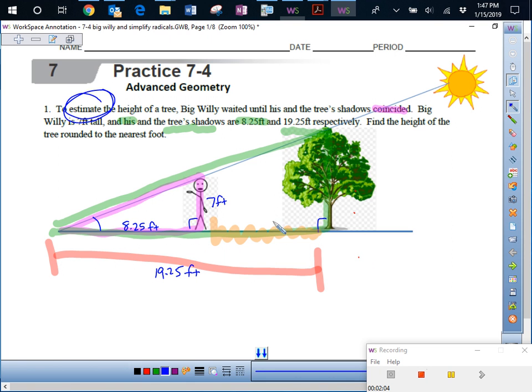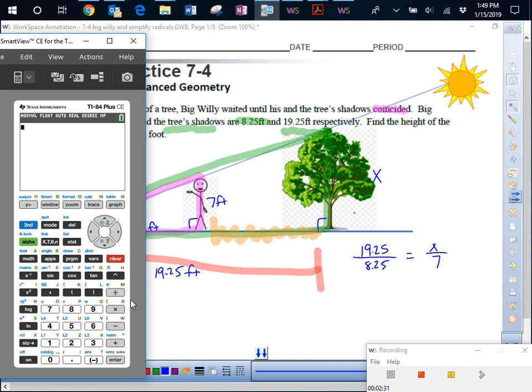So because these are similar triangles, we can set up a scale factor. We know both these sides correspond to each other, and we'll do big over little. So 19.25 over 8.25, and we want to find the height of the tree. I guess we should probably call that x in this situation. That would correspond to this 7, so we'll do big over little also. And don't worry about trying to reduce this scale factor thing. It's all going to work out nice and neat if we just leave them the way it is. So we'll do a little cross multiplying.